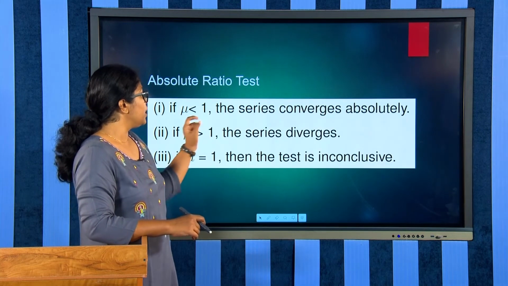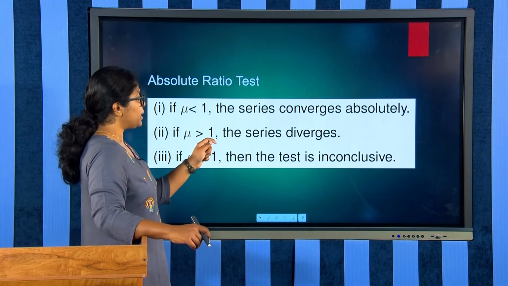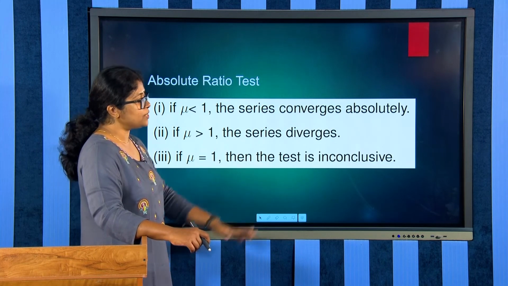That is why we have: if mu is less than 1, the series converges absolutely. If mu is greater than 1, the series diverges, and if mu is equal to 1, then the test is inconclusive.